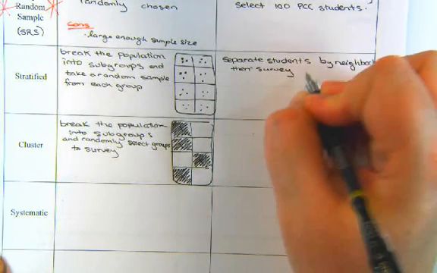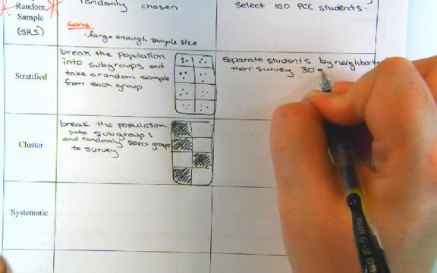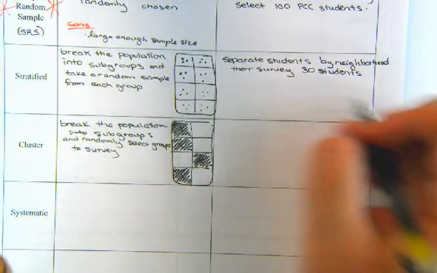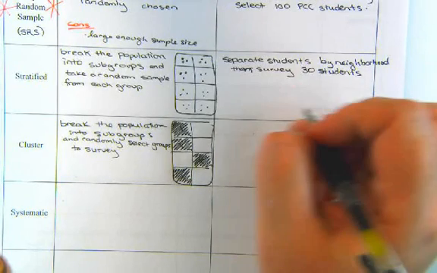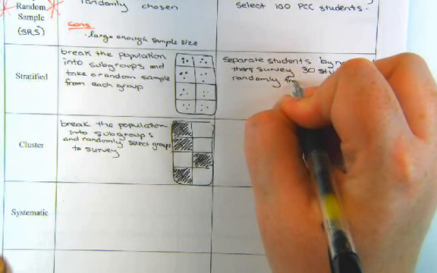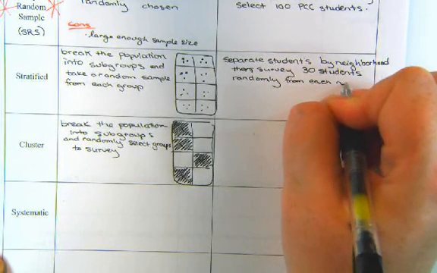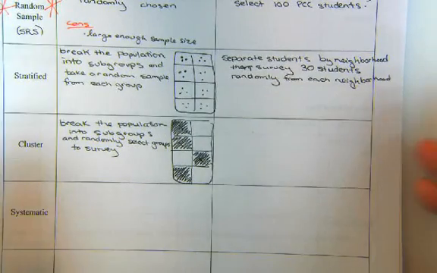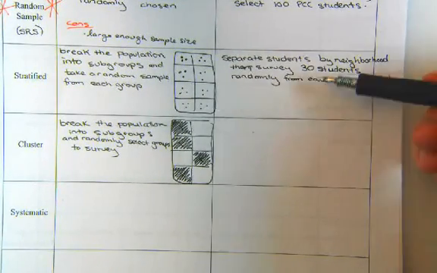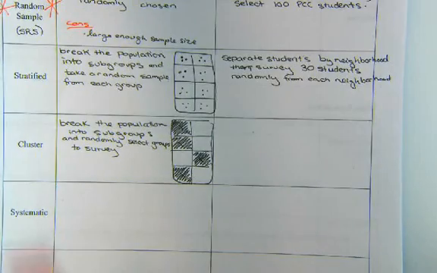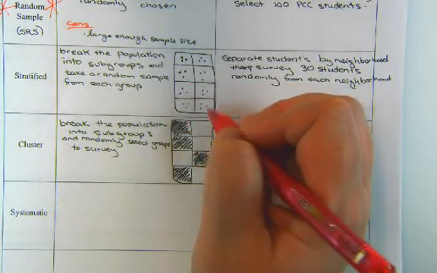And then from there, after we separate students by neighborhood, then survey, let's say, 30 random students. Let's say they then survey 30 students randomly from each neighborhood. This will be stratified, since we use those groupings and we talk to all of the groups, but just a certain number of people from each group.